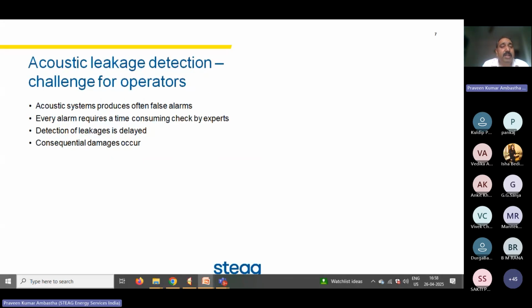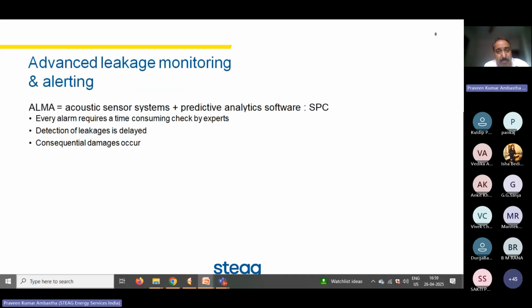What is the problem with the acoustic signal? It produces false alarms, and how to catch those false alarms is a challenge. Every alarm requires a time-consuming check by the experts. The expert will go, check the sound, and based on his experience he will tell. And detection of the leakage is delayed. If the leakage detection is delayed, then you have major damage. So this is one of the problems.